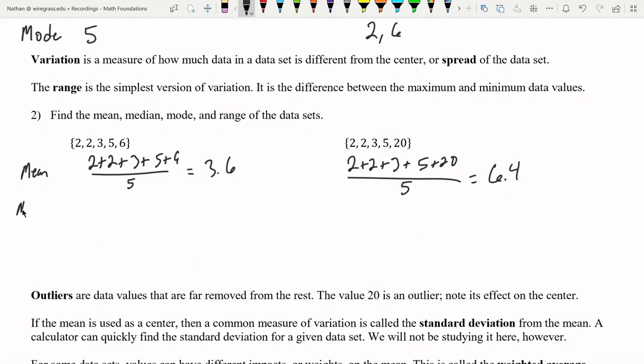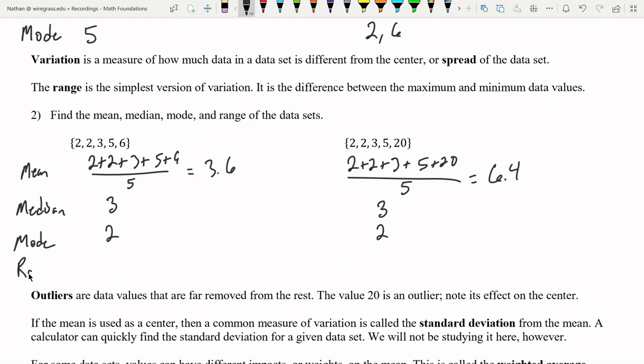Okay, the median, this one's actually going to be easy because these sets are both ordered already from lowest to highest. So the median here is 3, and the median here is also 3. Okay, the mode. The mode here is going to be 2, that appears the most often, and 2 as well here.